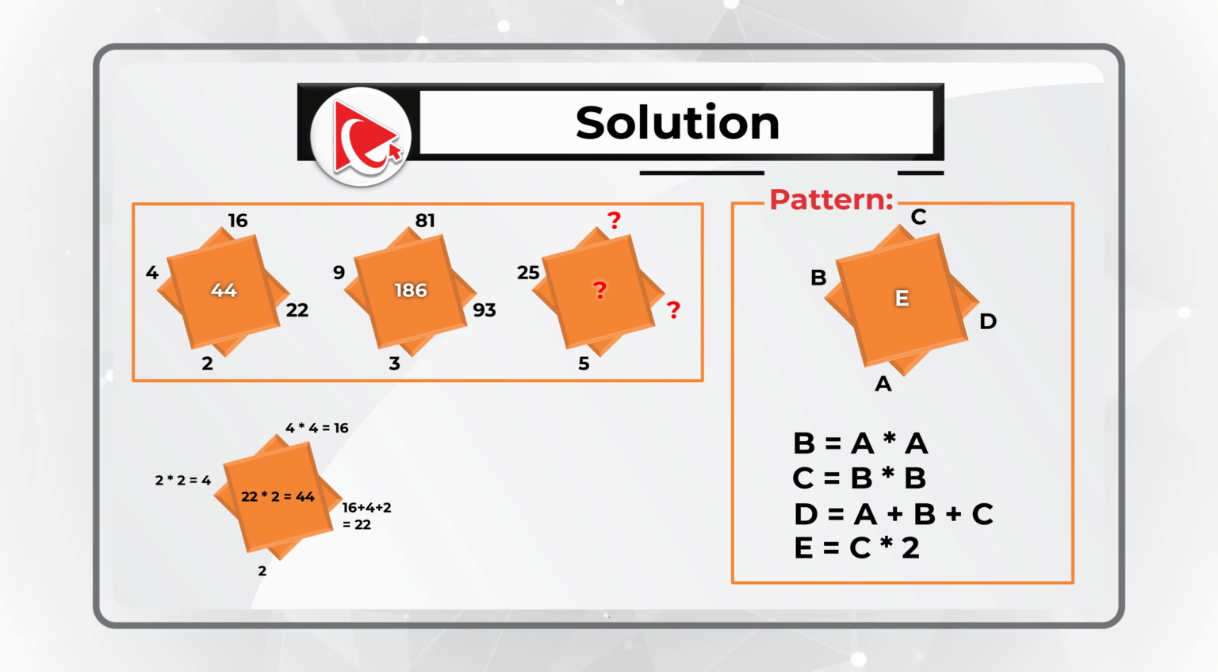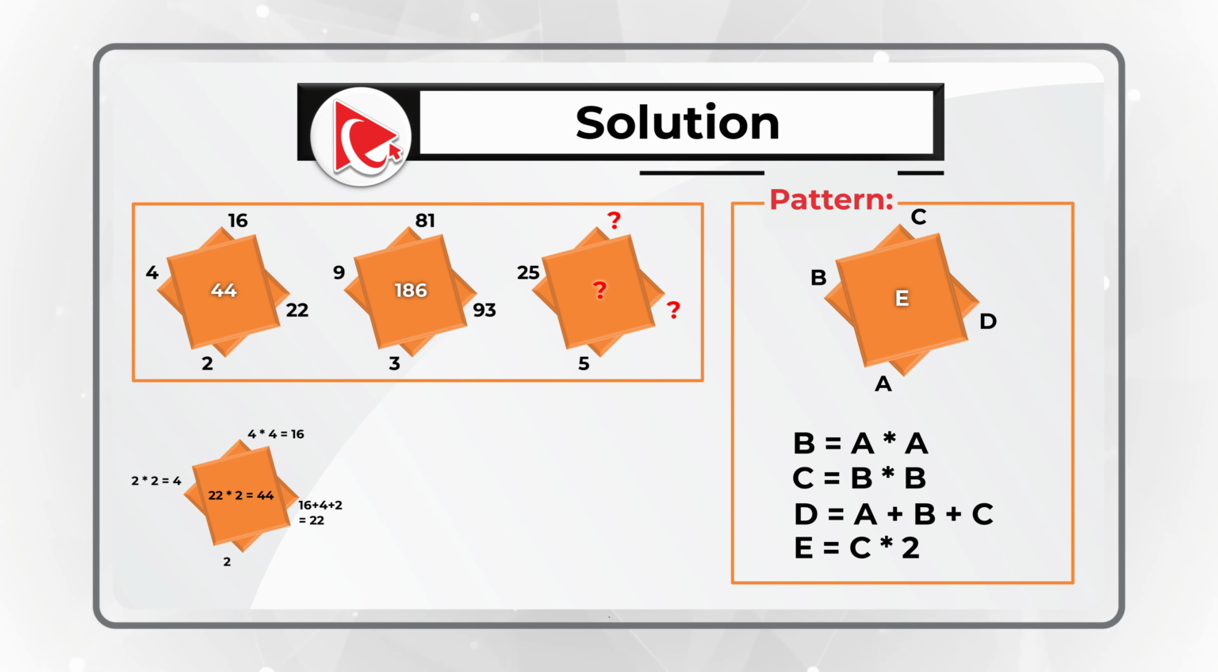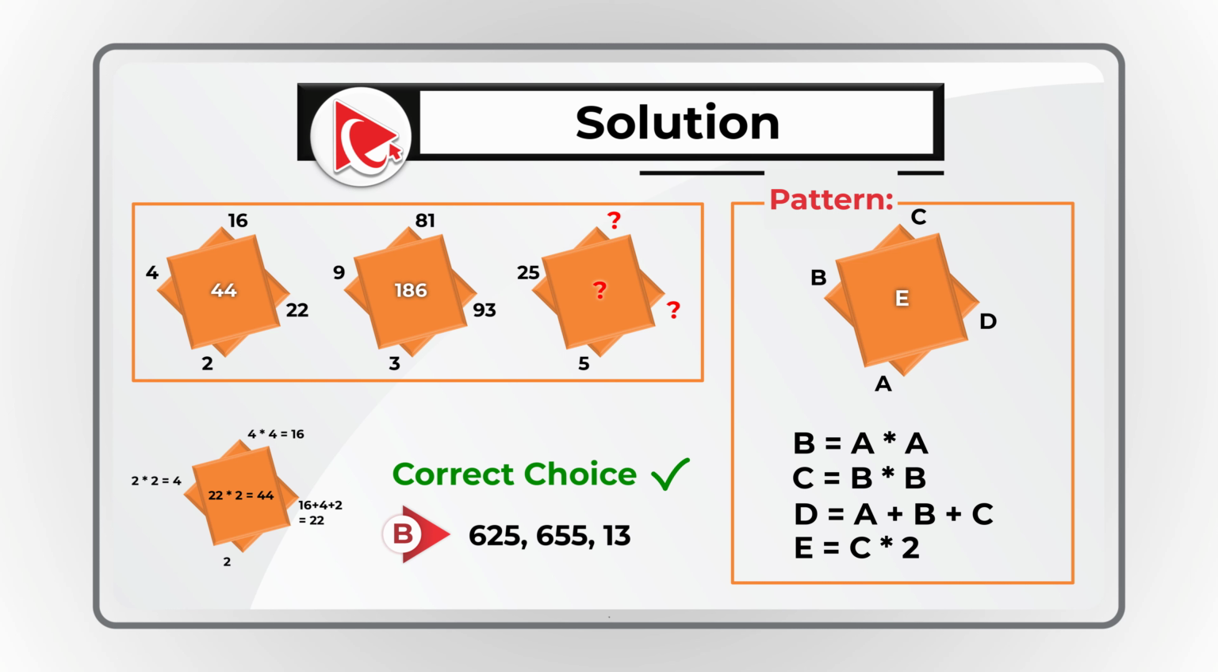If you follow this logic and do this calculation, you will come up with the choice B. And choice B is represented by the numbers 625, 655, and 1310. Hopefully you've nailed this question and now know how to answer similar problems on the test.